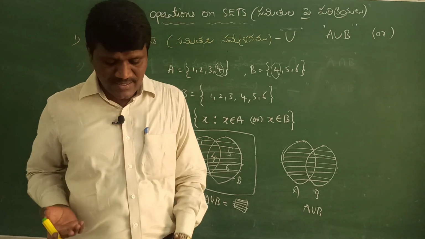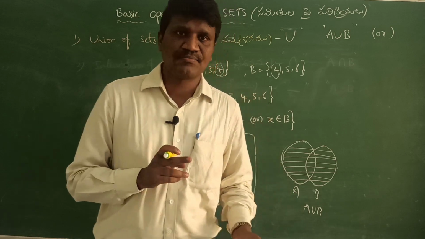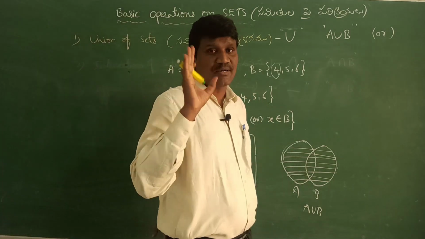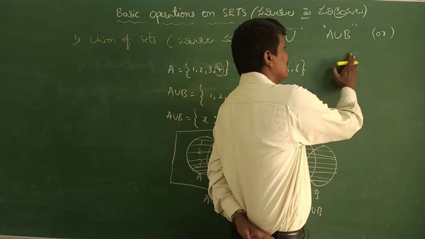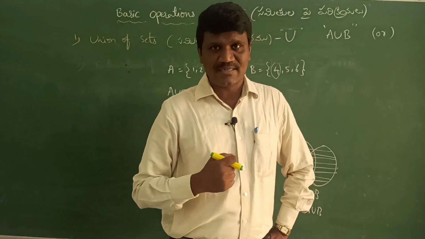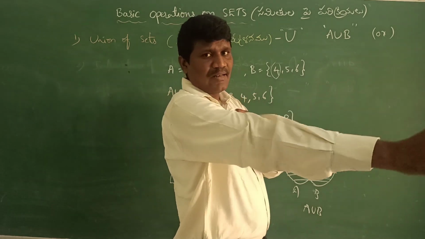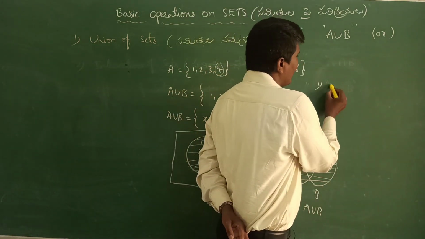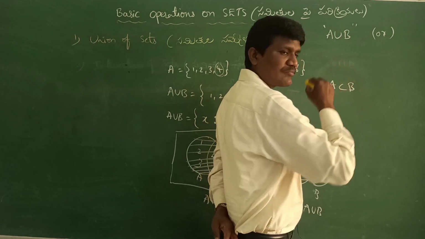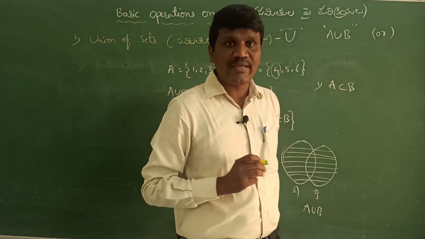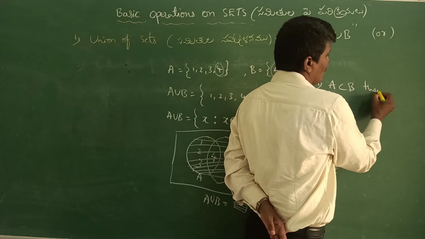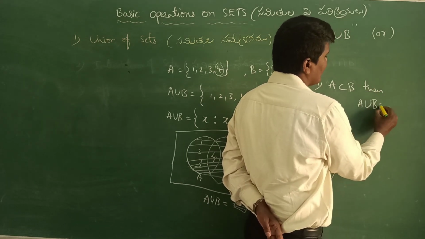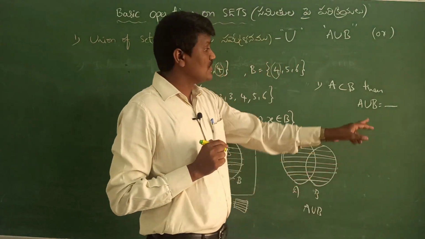Next let us see what is the intersection of two sets. Okay students, here one thing you should note down, the most important thing. In fact, this question has come in the AP TET last year. Based on this, let us see what is important. Suppose A is a subset of B, then what is A union B? So this is the most important one.